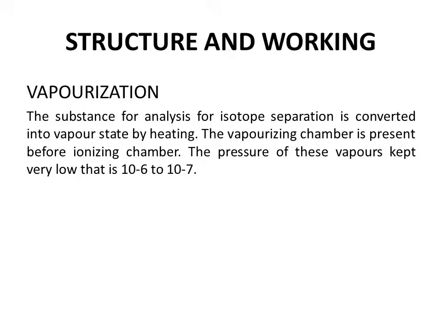The pressure of these vapors is kept very low, up to 10 raised to power minus 6 to 10 raised to power minus 7. Now the question arises: why is the pressure kept very low? Because at low pressure the gas molecules will get scattered. They will move far away from each other, and definitely if they get scattered, proper ionization will take place. So after vaporization, the ions will move towards the ionization chamber.